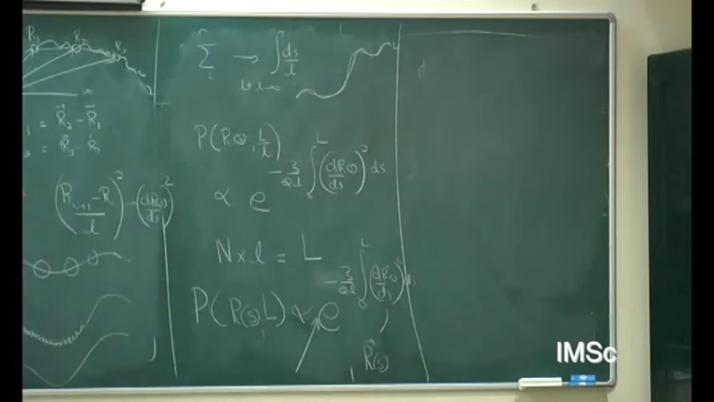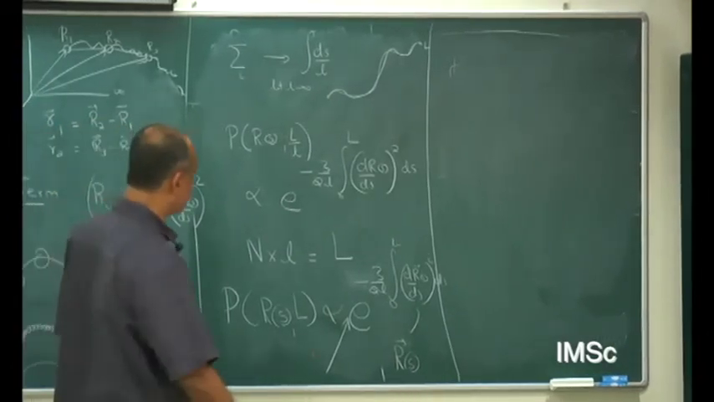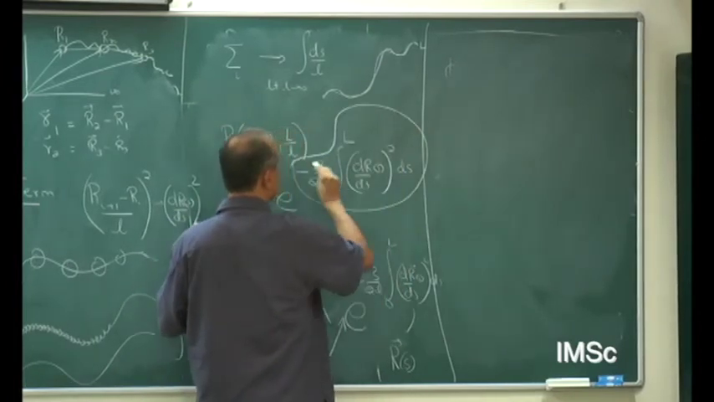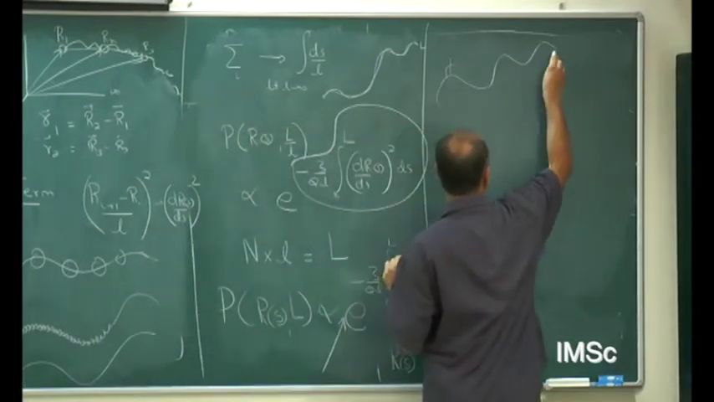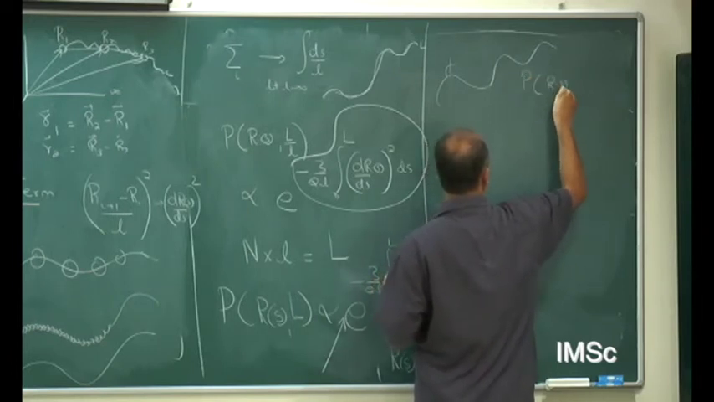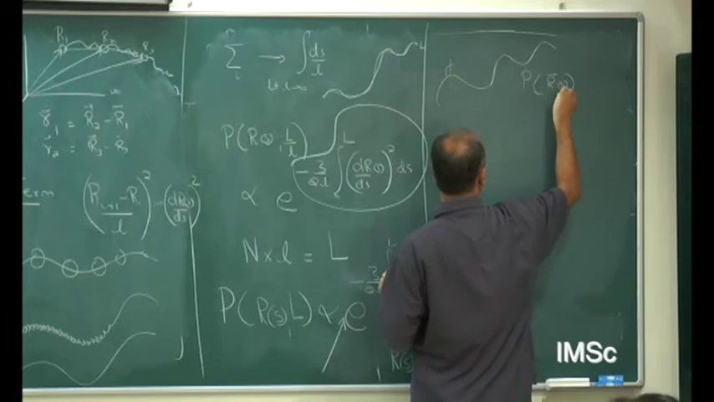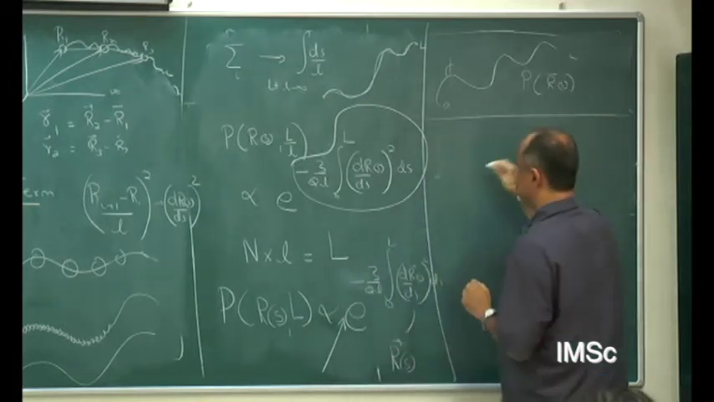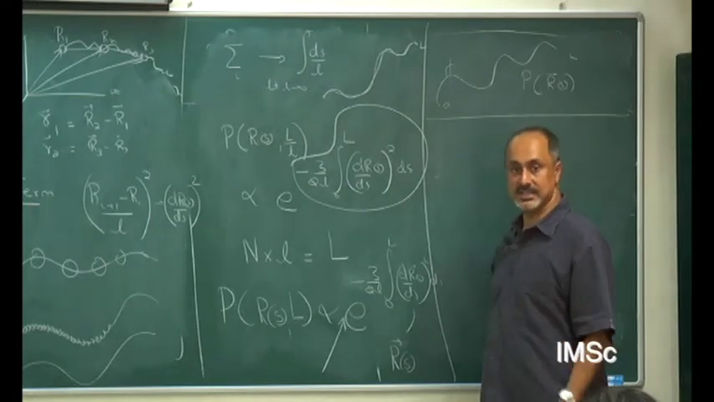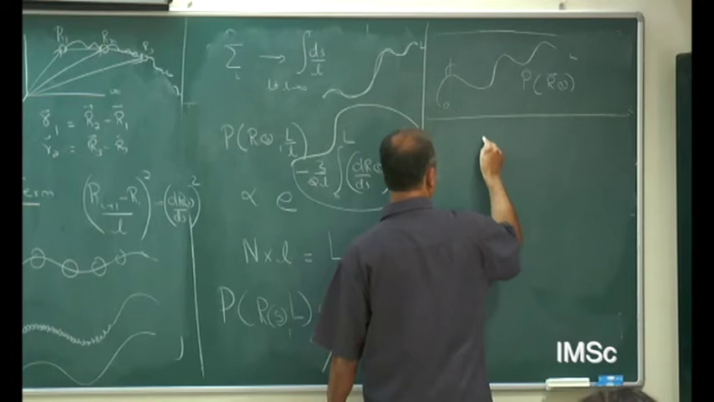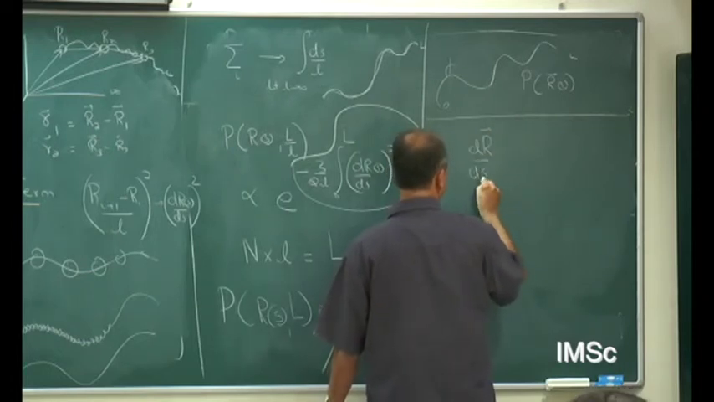We will just use this to remind ourselves of how the weight for a polymer, something that is a continuous function R of S, given that I've specified what the R is at every S between 0 and L, what this quantity looks like. That is just proportional to this particular relationship here, dr by ds.